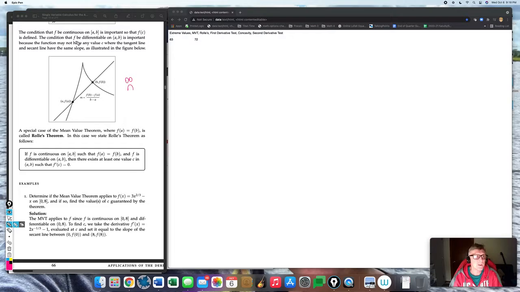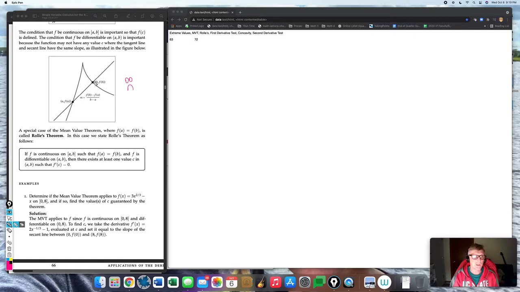The theorem, the condition that f be continuous is important so that f of c is defined. We have to have f of c everywhere in the interval to look for that point, right? The condition that f be differentiable is important because the function may not have any value of c where the tangent line and secant line have the same slope as illustrated in the figure below.